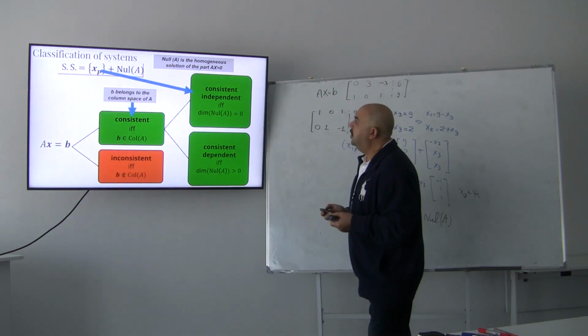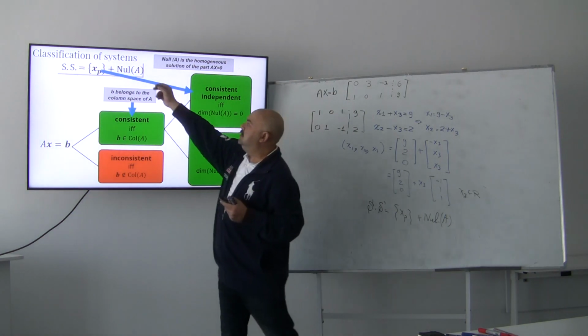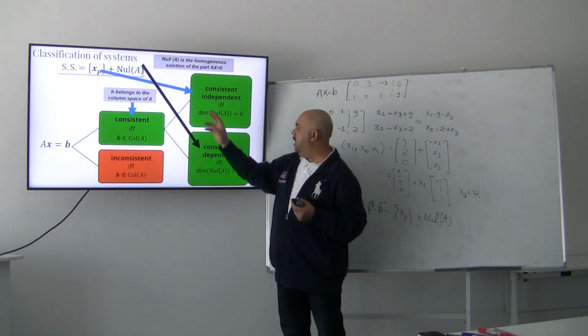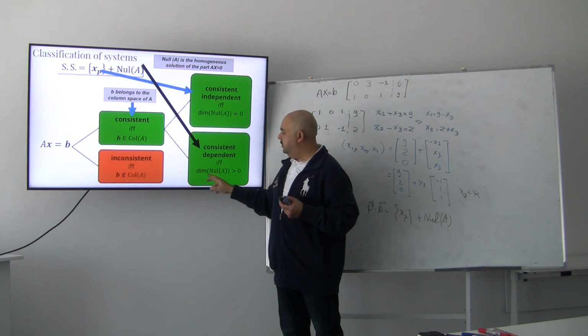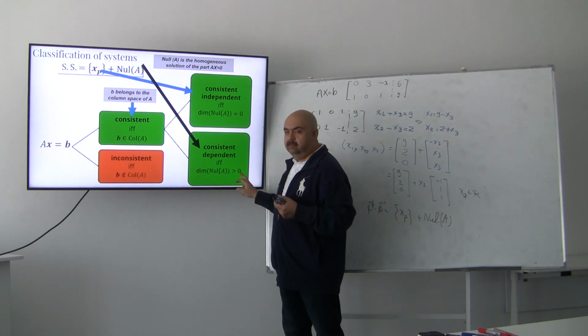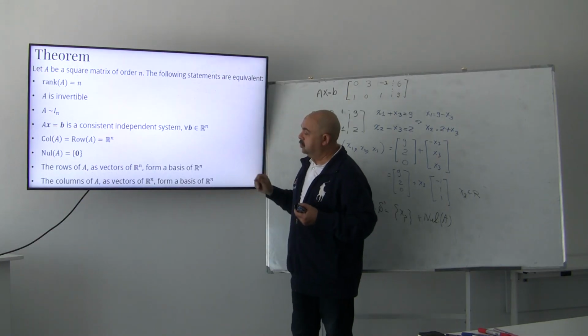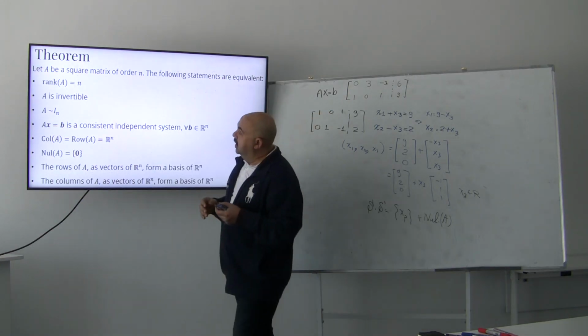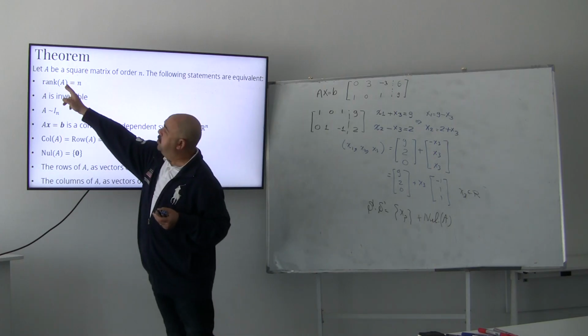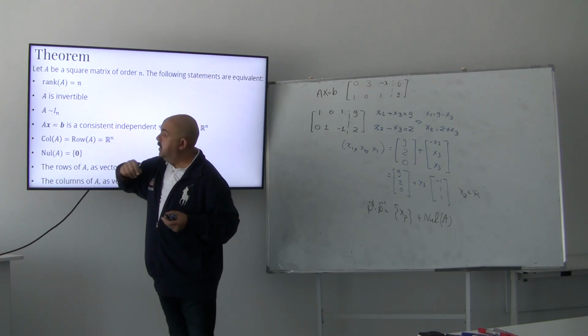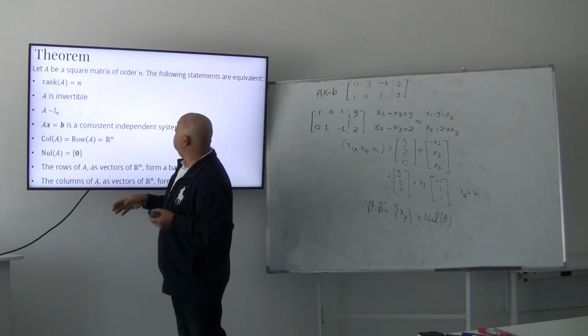Okay. So once more, if null of A equals 0, you will have the independent solution. Otherwise, you will have the consistent system, and the dimension of null of A will be more than 0, because you may have one variable depend on the others, and so on. From all the previous, rank of A equal to n, A is invertible if the ranks are the same. All of this, they have the same meaning.